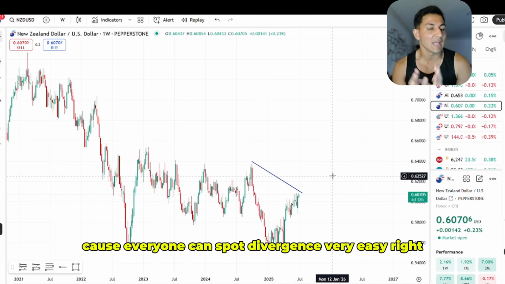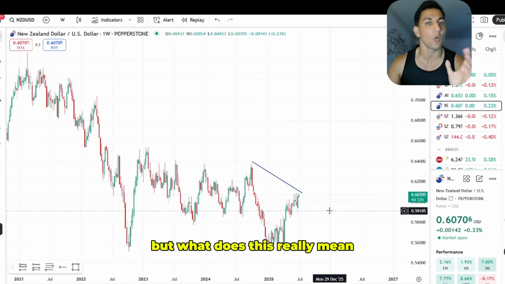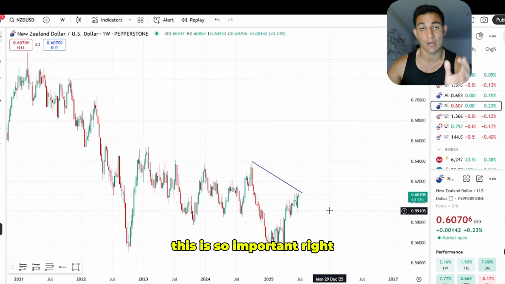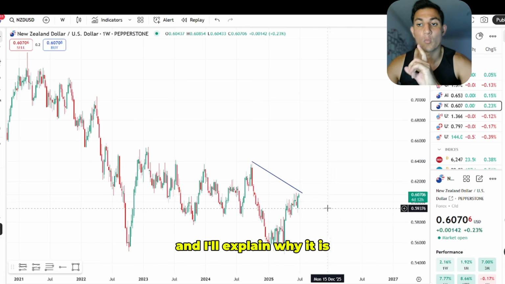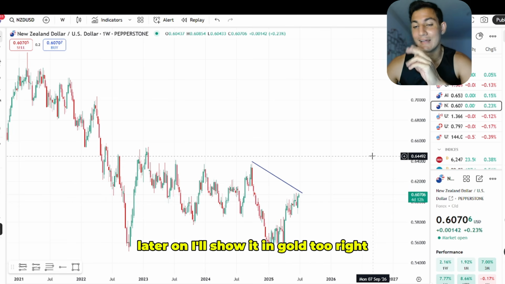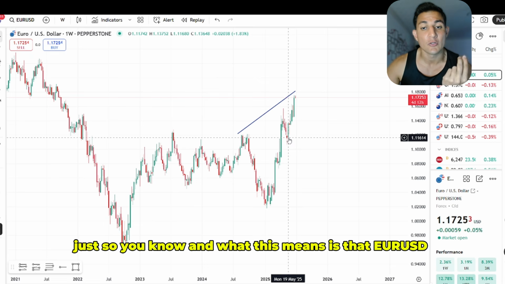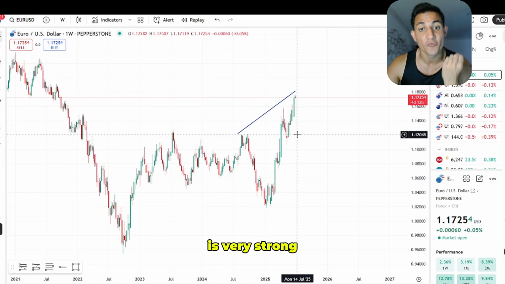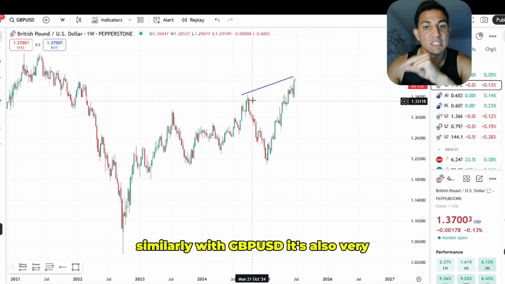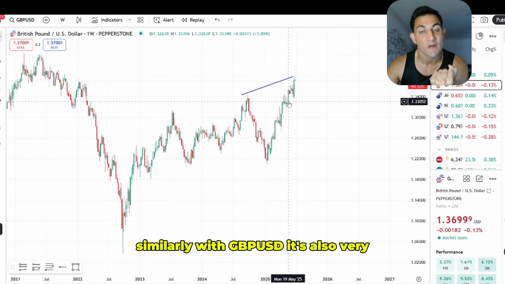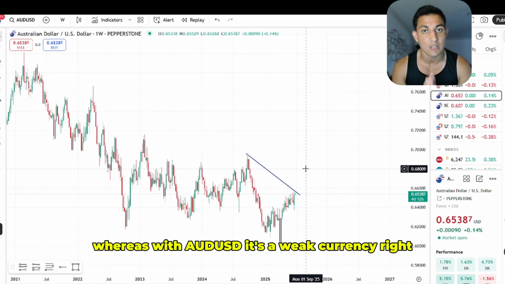What does this mean? Because everyone can spot divergence very easily, right? To pick, hey, it didn't take out this high, but what does this really mean? This is so important, right? So make sure you write this down. This right here is worth its weight in gold, right? And I'll explain why it is later on. I'll show it in gold too, just so you know. What this means is that EUR/USD is very strong. It's a very, very strong currency. Similarly, with GBP/USD, it's also very, very strong, right? Whereas with AUD/USD, it's a weak currency, right?